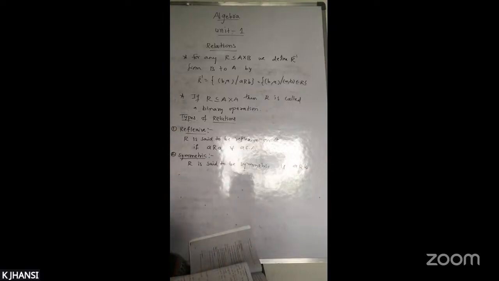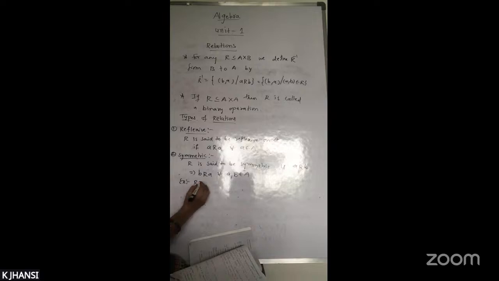So A is related to B implies B is related to A, for all A, B belonging to A. This is called a symmetric relation. R is said to be symmetric if A is related to B implies B is related to A for all A, B belonging to A. You can take one example here.